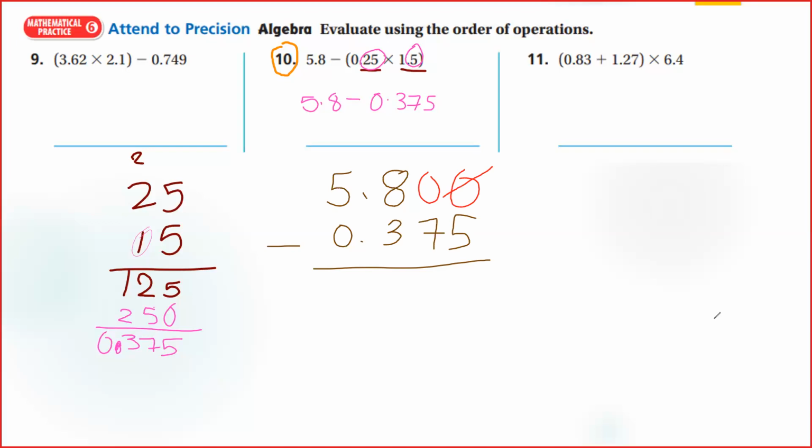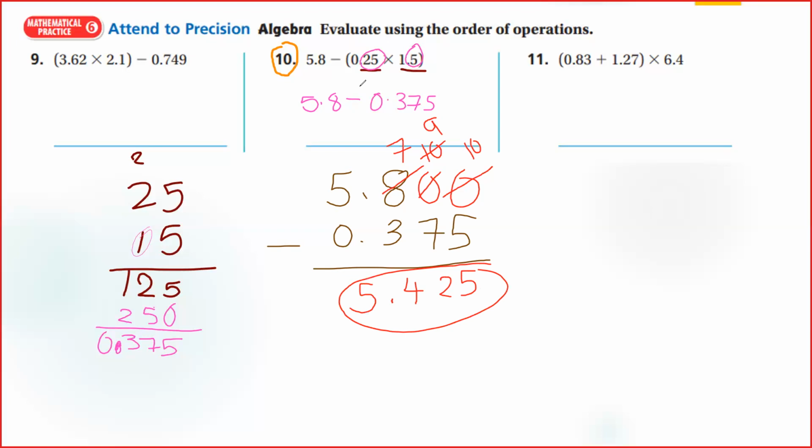From the 8, it will be 7. And this 0 will be 10. Then take 1 from the 10, it will be 9, and here it will be 10. Then 10 minus 5 is 5, 9 minus 7 is 2, 7 minus 3 is 4, and then here, 5. So this will now be the final answer. I'm sorry if I took 2 minutes from your break. This will be the final answer.